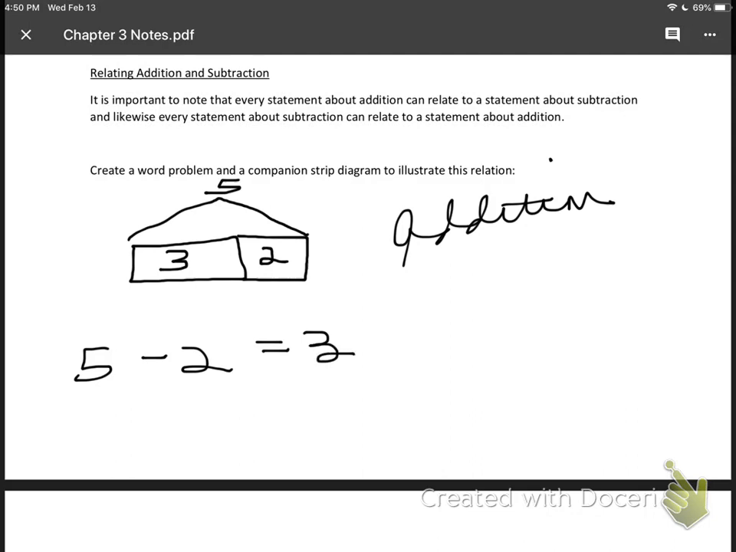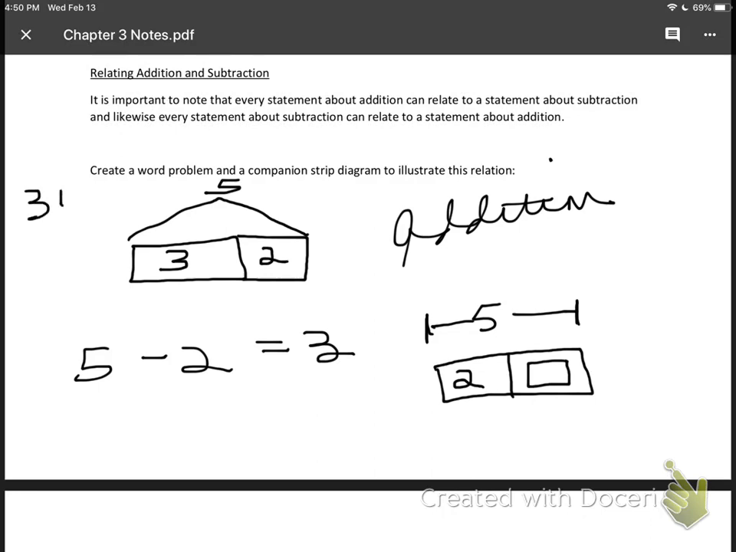So you can pretty much use the same companion strip, but you're going to just view it in a different way. In this situation, we know that she had 5 altogether, and we know that her family had been given the 2 dogs. So then the question is, how many did she have initially? So that is your subtraction problem. When we did the addition problem, we instead said she had 3, they added 2 more, so she has 5 in total.